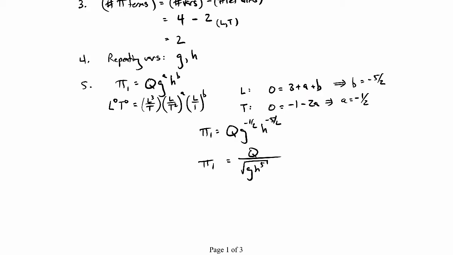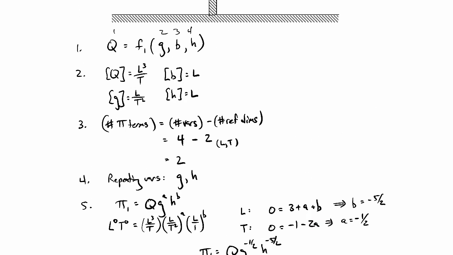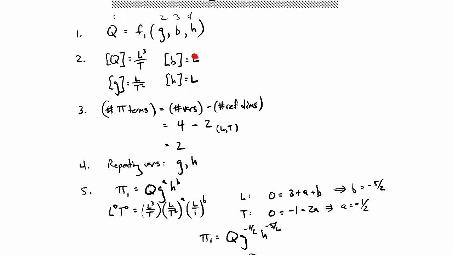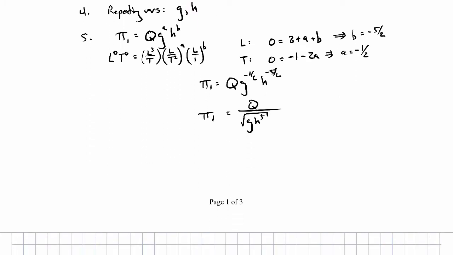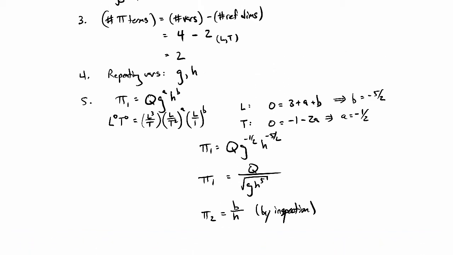Our second pi term involves b, because g and h are repeating variables, so the only non-repeating variable is b. And you can see very quickly that since b has dimensions of length, all we have to do to make that dimensionless is divide through by h, one of our repeating variables here. So pi 2 will just be b over h, and we found that one just by inspection. We can just see very quickly that that is a dimensionless term. And that's it. Those are our only two pi terms, right? From our Buckingham pi theorem, we only had two pi terms, so we just found both of them.